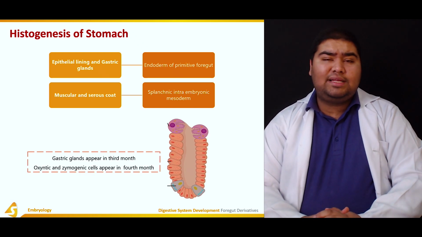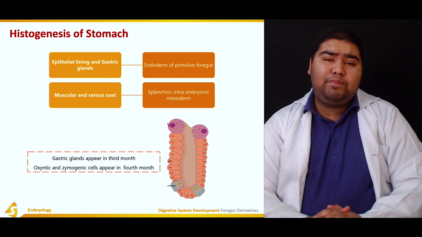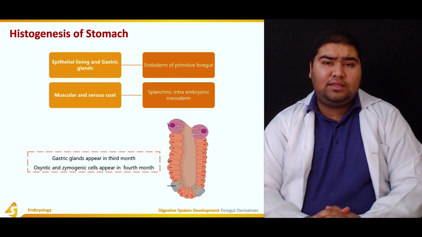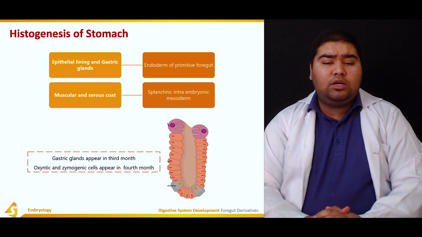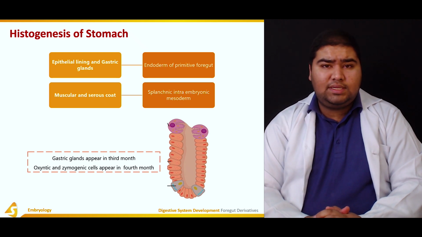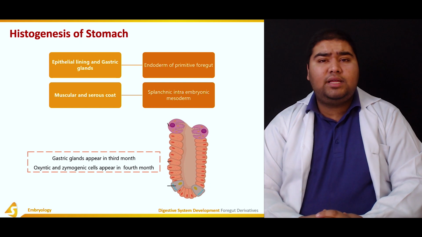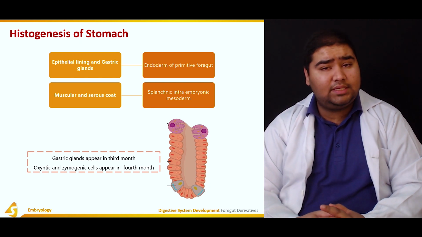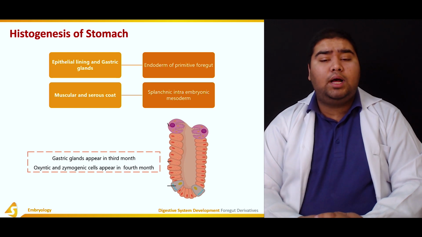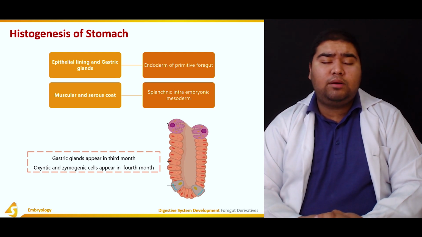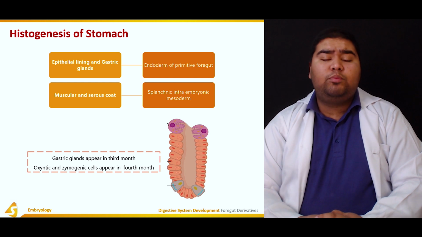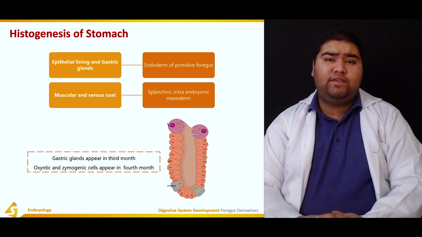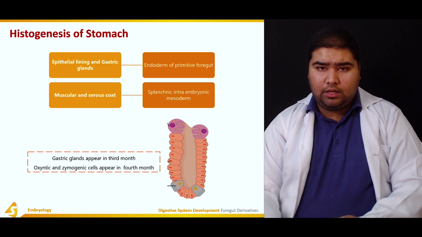Now we have the gastric glands. These glands appear in the 3rd month of intrauterine life and start their function. The oxyntic cells and zymogenic cells are two specific kinds of cells that have specific functions within the human stomach. They appear in the 4th month of development. Both these cells and the gastric glands are very important for the normal development of the stomach.